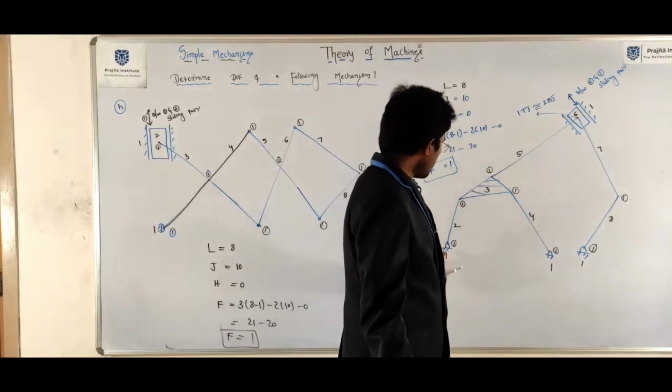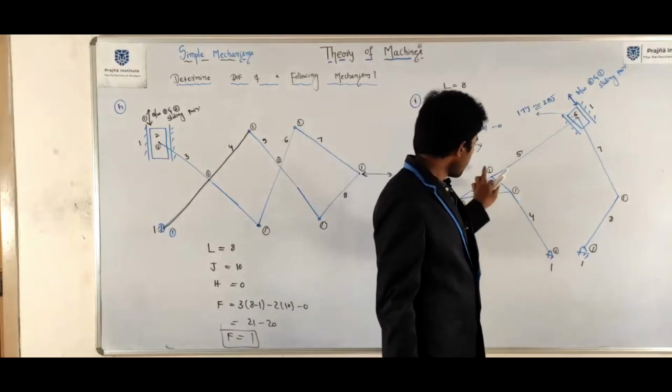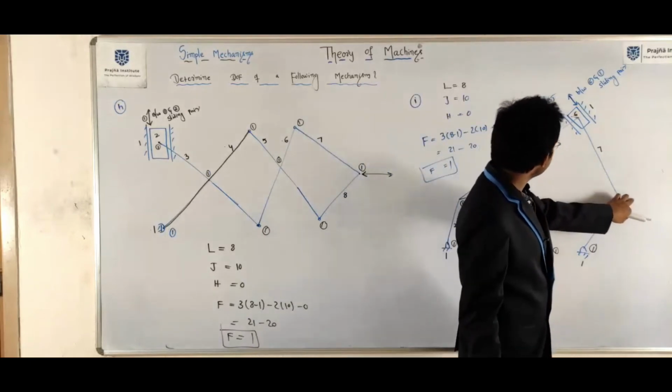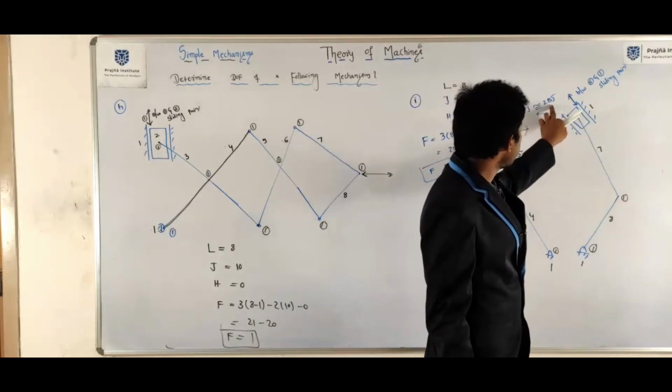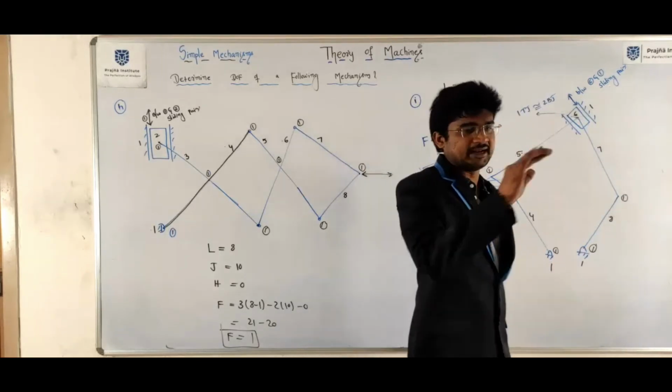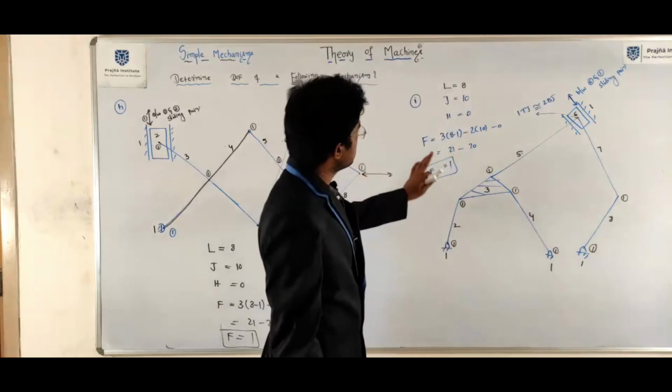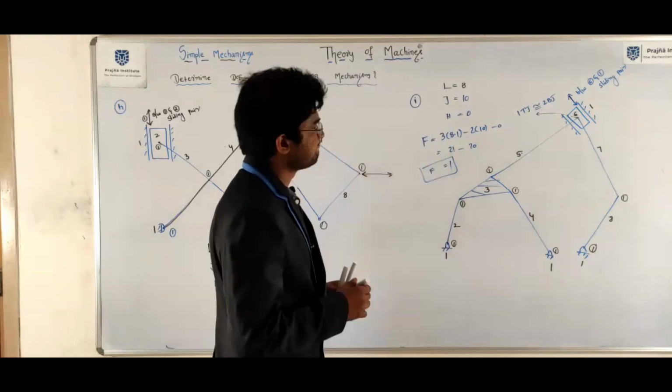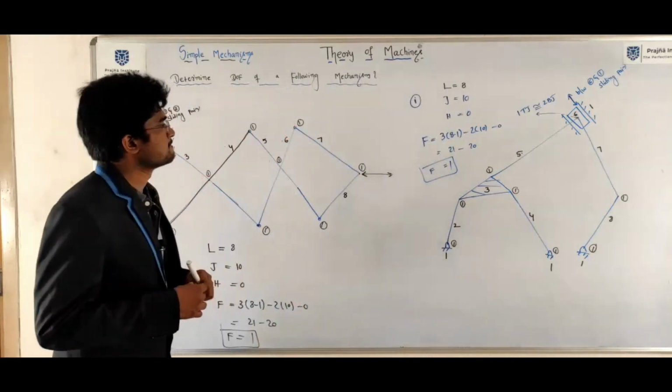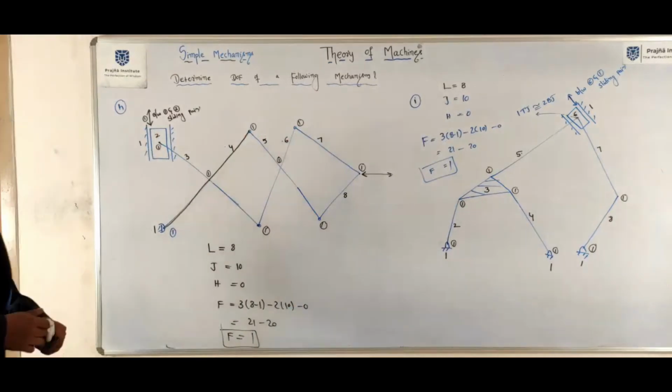Correct now? 1, 2, 3, 4, 5, 6, 7. 7 plus 2, 9. 9 plus 1, 10. Total 8. Correct. Perfect. Write down up to here.